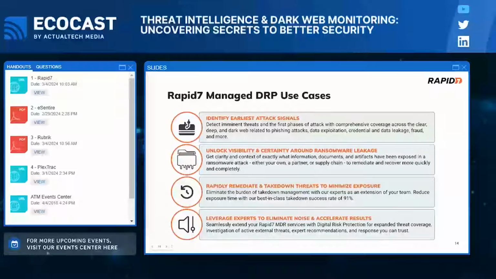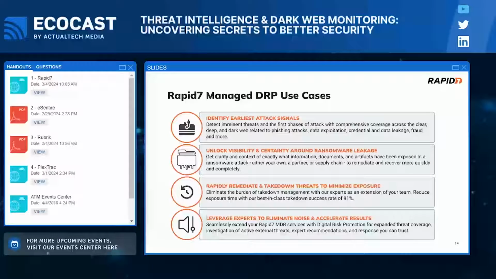This is just to give you a flavor, again, of some of the use cases that we would be performing on your behalf with this managed digital risk protection service. So again, looking for those earliest attacker signals, the reconnaissance and resource gathering phases of the attack chain, giving you coverage across the clear, deep, and most importantly, dark web, looking for the early signs of a phishing attack or credentials for sale, data that's been leaked, all of those things that are going to lead to a targeted attack against your organization. We're also able to give you confidence around ransomware leakage.